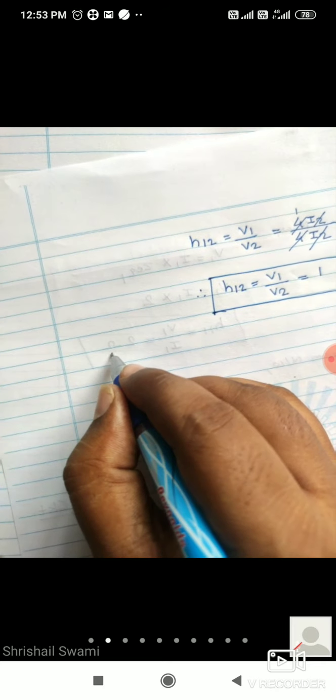So finally, you can write all parameters in one box. The H parameters of the given network are: H11 is 2 ohm, H12 is 1, H21 is -1 and H22 is 0.25 mho. Okay, so you can write these combined in one box at the end of this solution.